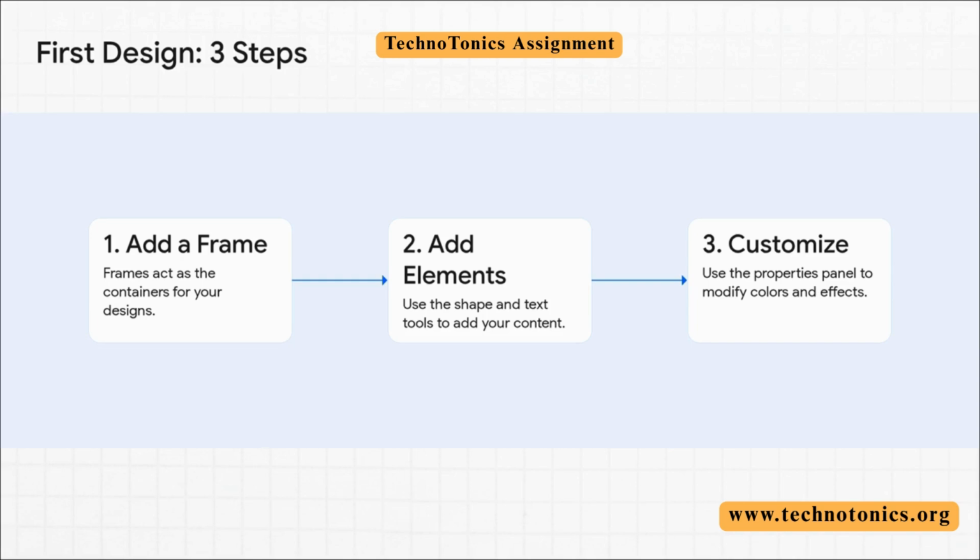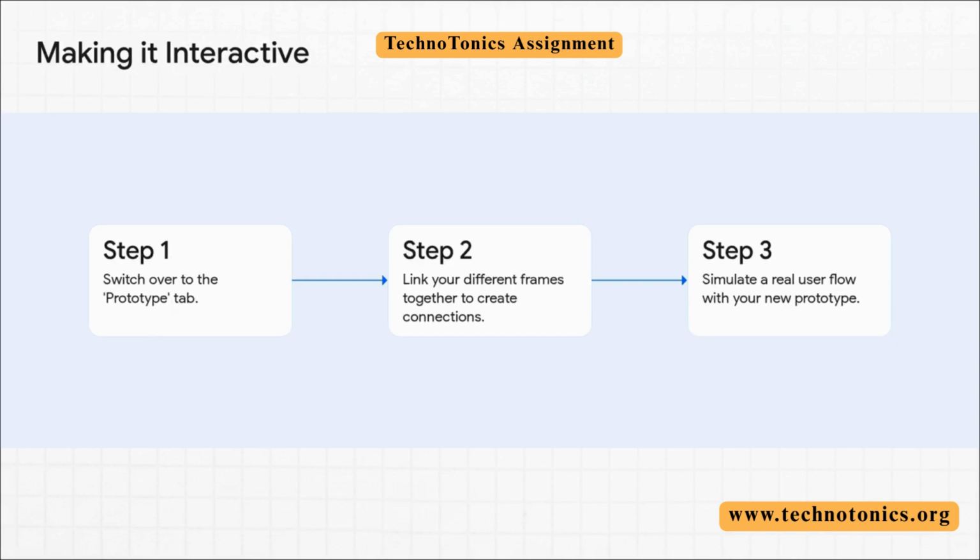You're literally designing. But this is where Figma feels like actual magic. You can take those static pictures and turn them into a clickable interactive prototype. You just flip over to the prototype tab and you start drawing these little connections between your screens. And all of a sudden, that button you designed can actually take you to the next page. You're not just showing someone a design anymore. You're letting them feel the real experience.